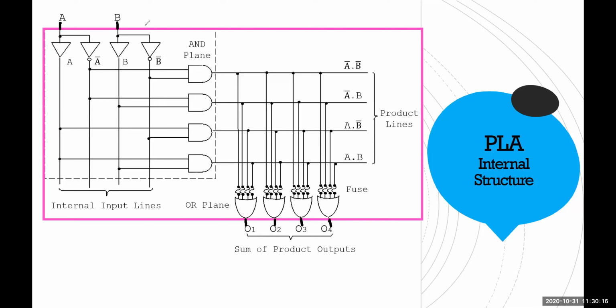What are the things inside? You have a non-inverting buffer and an inverting buffer. Inverting buffer means NOT gate. So here you have A, here you have A bar, here you have B, here you have B bar. Okay.